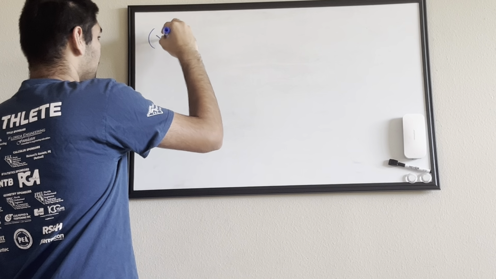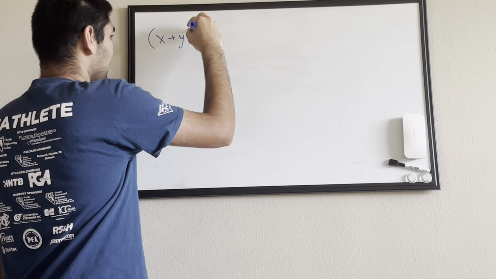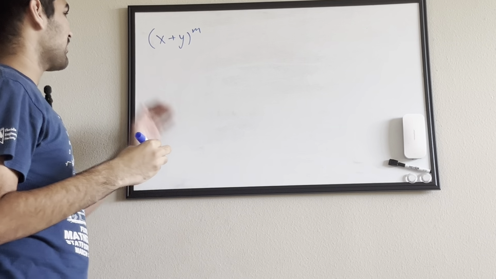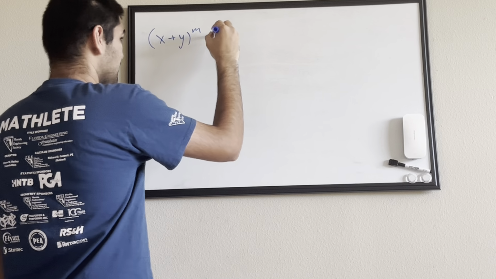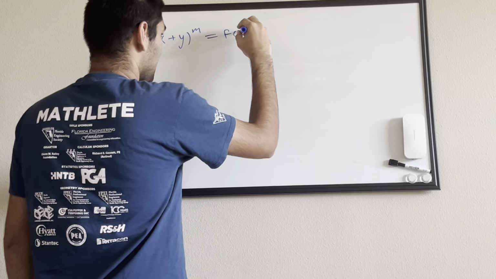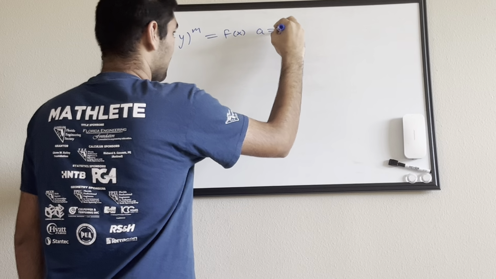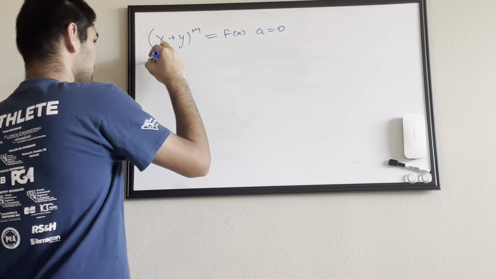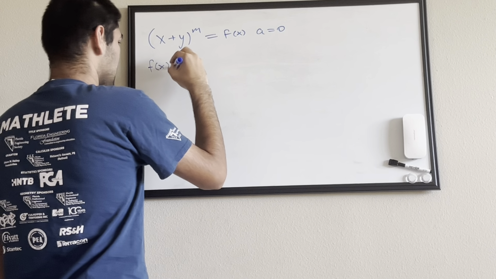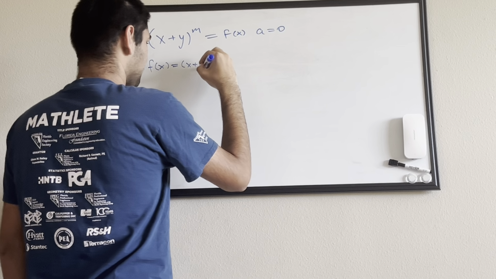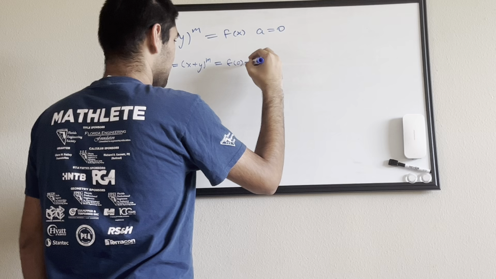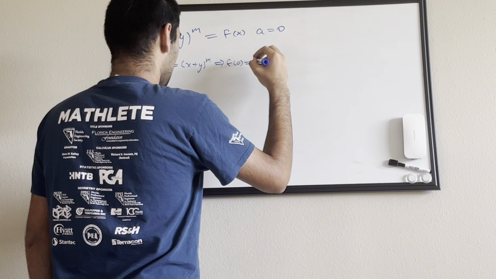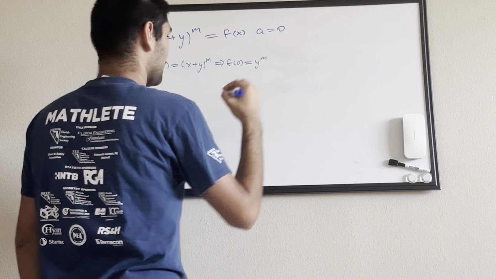So if we have the function x plus y to the m, and we want to find the Taylor series of this function, let's just start by taking the derivative. We call this f of x, and let's say it's centered at a equals 0. So f of x equals x plus y to the m, which means that f of 0 is simply just y to the m, right?